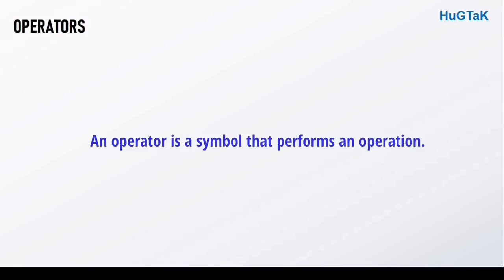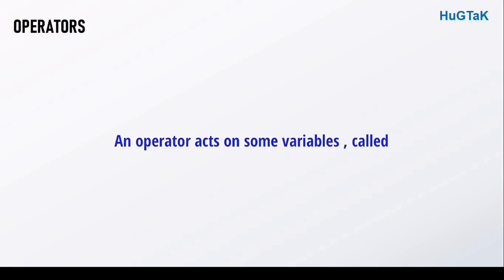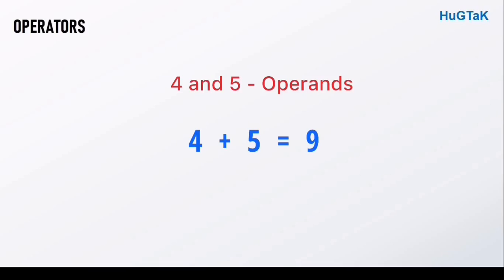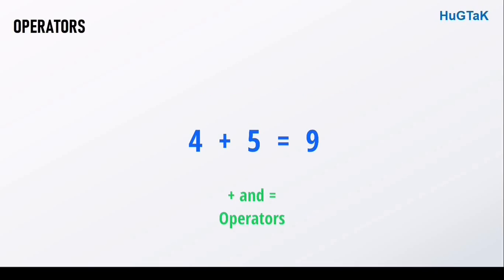An operator is a special symbol that is used to perform various operations between two or more values or variables, and the values used in this process are called operands. These operands can be variables or of any data type. So let's consider an example: 4 plus 5 is equal to 9. In this expression, 4 and 5 are the operands and the addition symbol and equal to are operators.